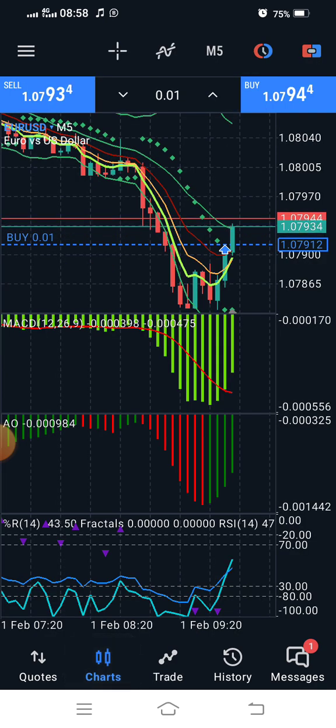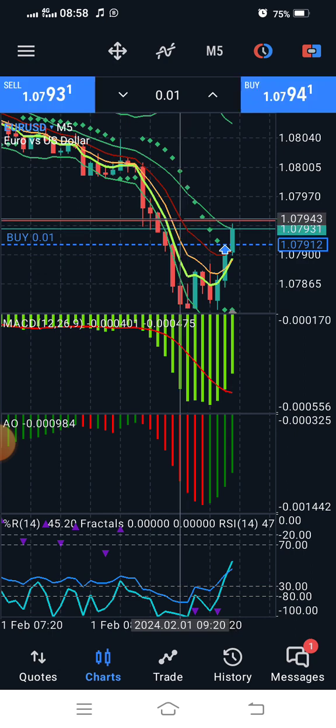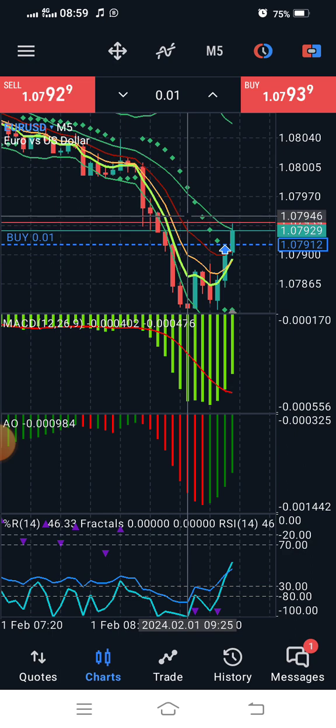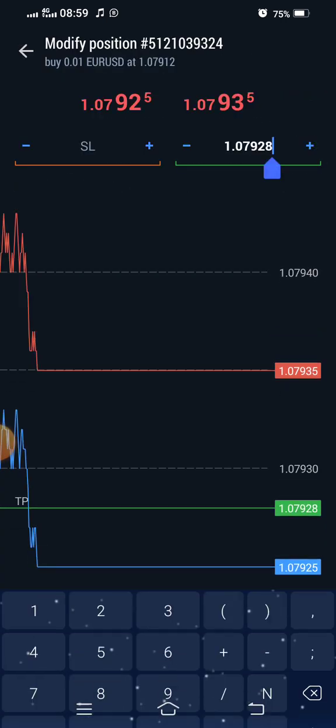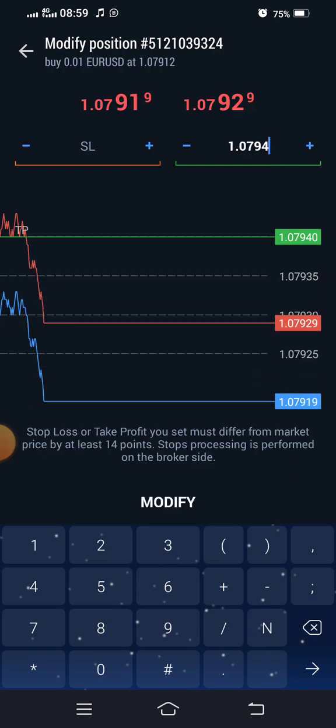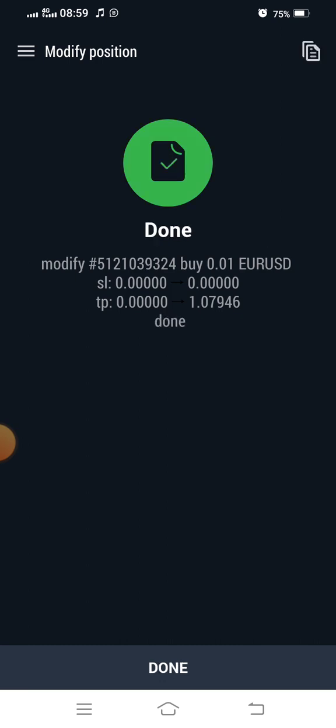All right. So my stop loss will be this parabolic SAR here, this one, but I wanted another one to print out. So let me just take my profit first. My profit is before the next resistance, 1.07946. So I come here, 1.07946 is my take profit. So I modify that. It's set.